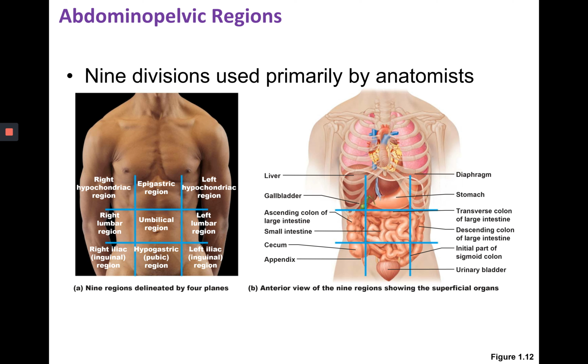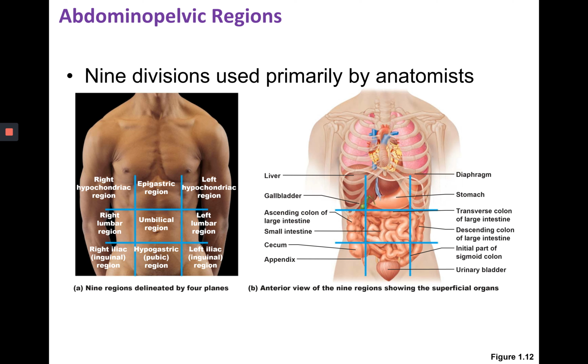So if we start in the middle, the umbilical region is over your belly button. If we think of your stomach being located sort of right there, above the umbilical region is the epigastric region, which means above the stomach. Below the umbilical region is the hypogastric region, which means below the stomach. But this area is also known as the pubic region. So if you already learned that regional term, you may want to call it the pubic region.